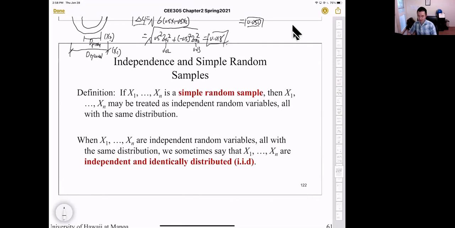Okay. So independence and simple random samples. If x1 to xn are simple random samples, then we may treat x1 to xn as independent random variables, and always the same type of distribution. When that's the case, they are also called independent and identically distributed, if they have the same type of distribution.